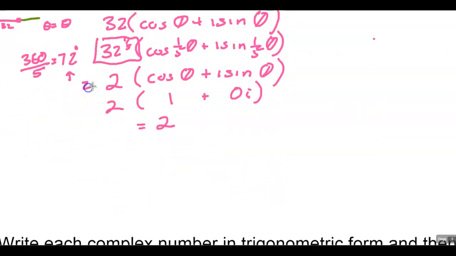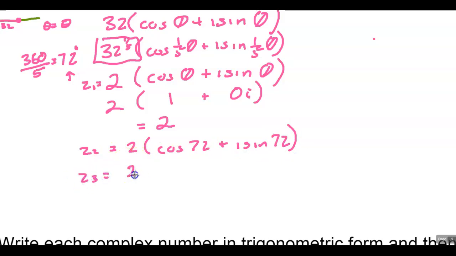So our first solution was this. Second solution is going to be 0 plus 72, so it's just going to be 2 cosine 72 plus I sine 72. And again, nothing else to do, right? Leaving it in this form. So see how fast this is? And next, just add another 72. So we got cosine 144 now, plus I sine 144.